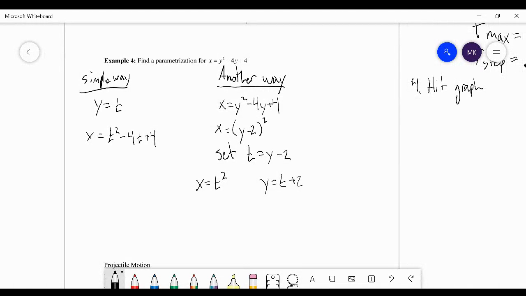And for both of these, we just say t, so that, let's say, negative infinity is less than t is less than infinity, right? So that's how we do that. Let's parameterize another equation. Okay.